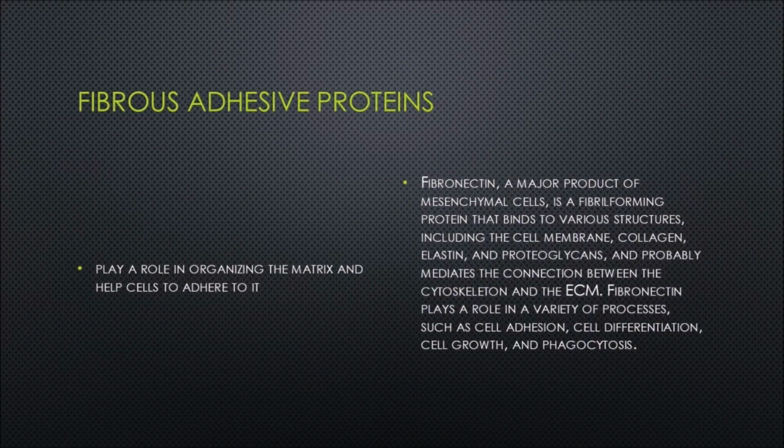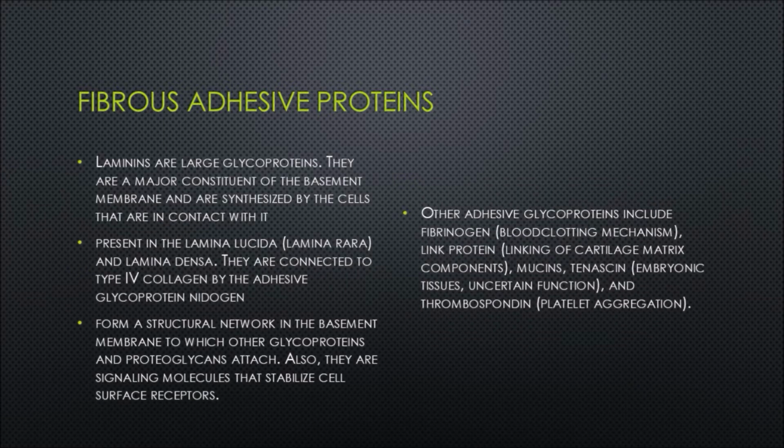So next are the fibrous adhesive proteins. Fibrous adhesive proteins play a role in organizing the matrix and help cells adhere to it. First type is fibronectin, which is a major product of mesenchymal cells. It is a fibril-forming protein that binds to various structures including the cell membrane, collagen, elastin, and proteoglycans, and probably mediates the connection between the cytoskeleton and the extracellular matrix. Fibronectin plays a role in a variety of processes such as cell adhesion, cell differentiation, cell growth, and phagocytosis.